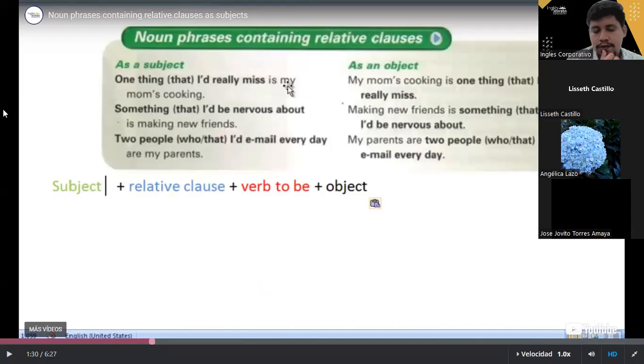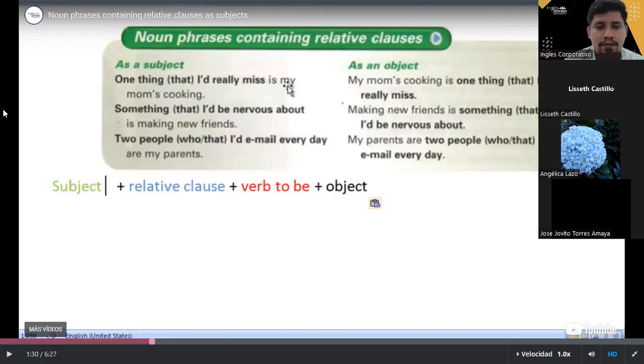Good, what I'm going to do right now here with this topic is just to mix in a little bit more information regarding the uses of noun phrases containing relative clauses, because that's the aim of this lesson that we're going to be working on tonight. So first of all, when we use noun phrases that contain relative clauses as a subject, there we are going to find that we have expressions like one thing, something, two people.